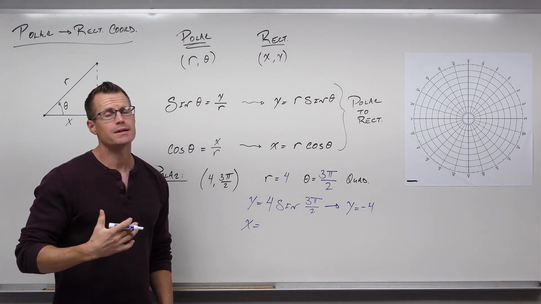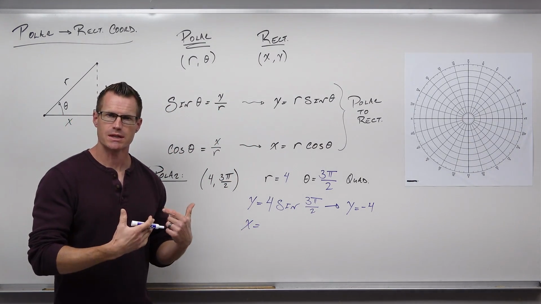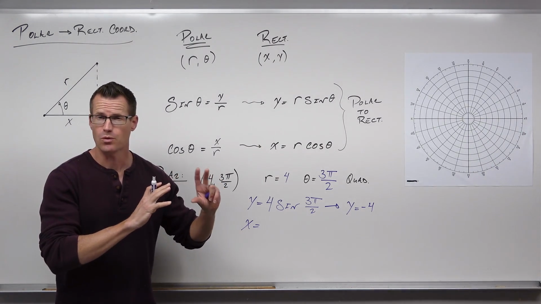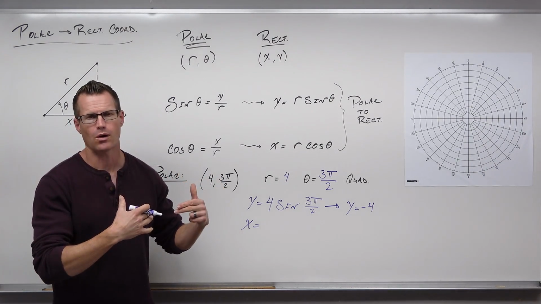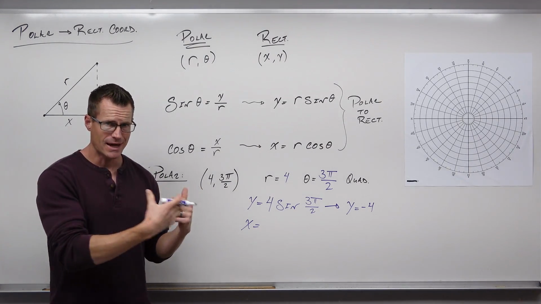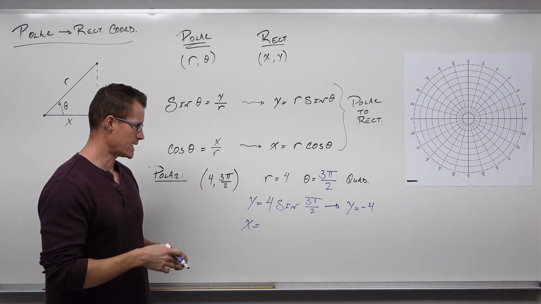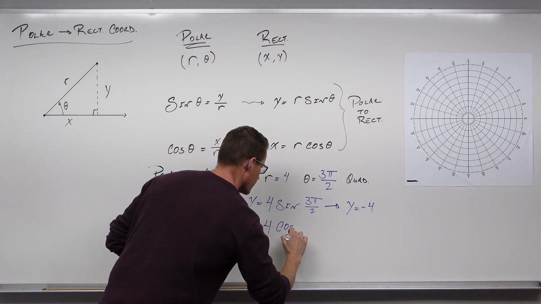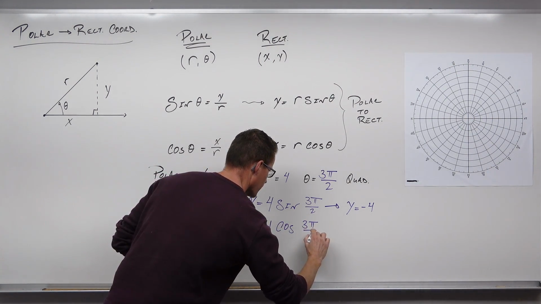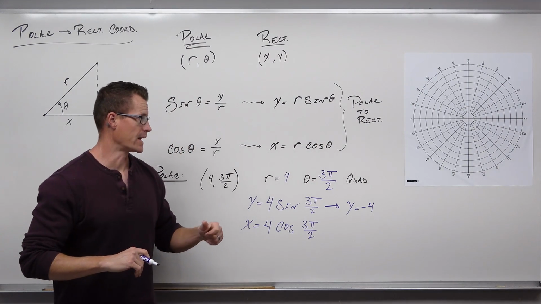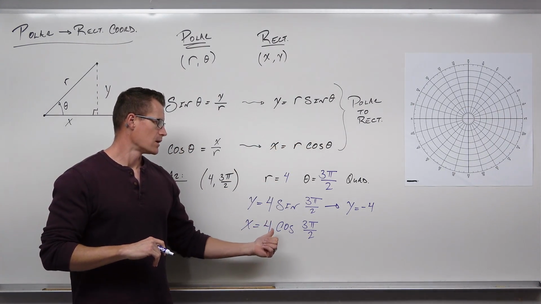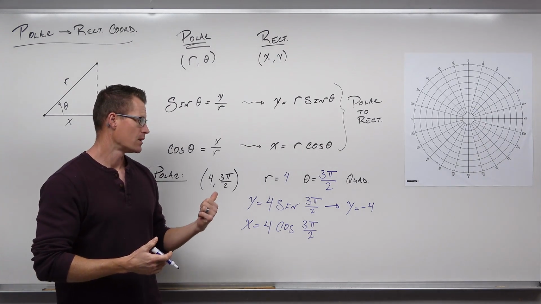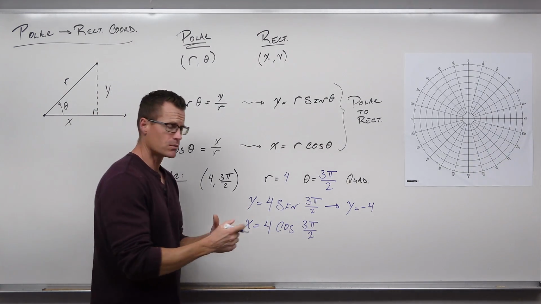x is found really similarly, but instead of using sine, we're going to use cosine. That should make sense. Sine was really always associated with a y type of idea, y over r. Cosine is always associated with an x idea, x over r. So if we take our r of 4, and cosine of our angle, so r cosine theta, cosine of 3 pi over 2 is 0. The x-coordinate of that angle is 0. Times 4 is still 0, so x is 0.